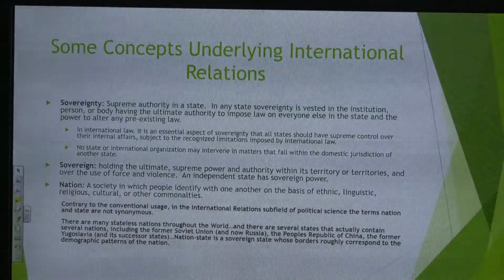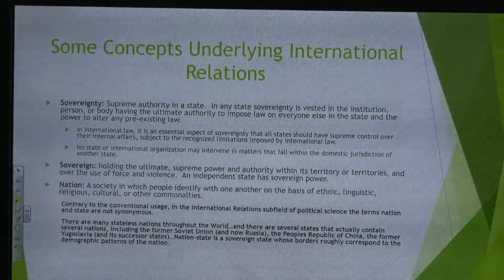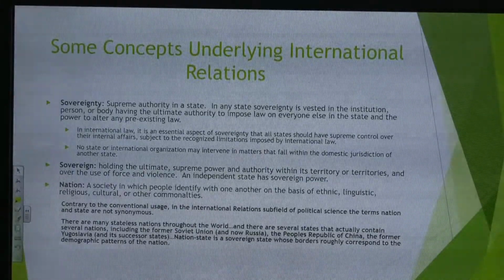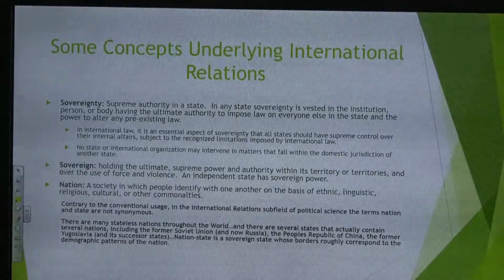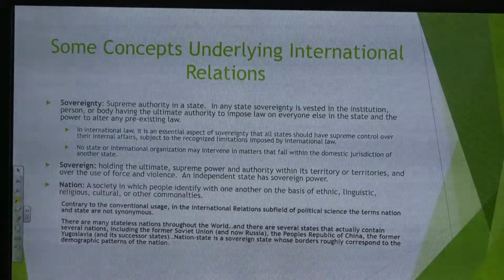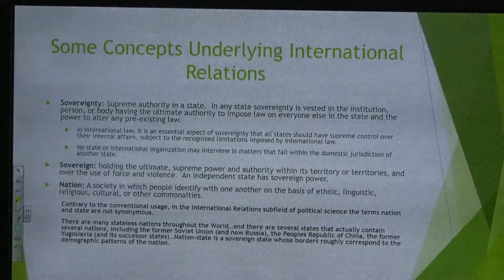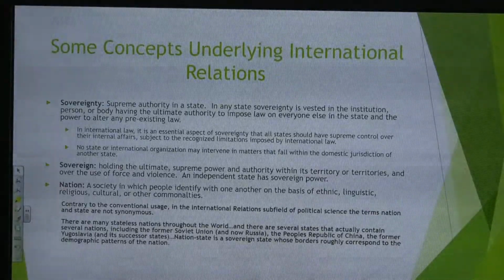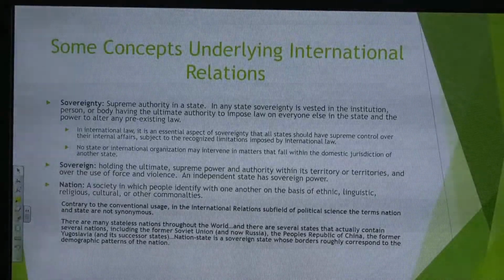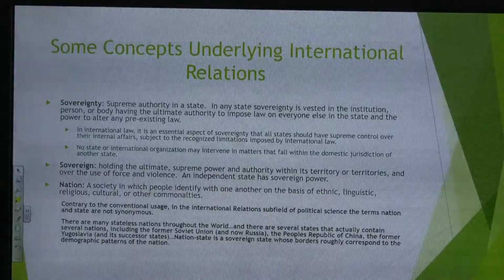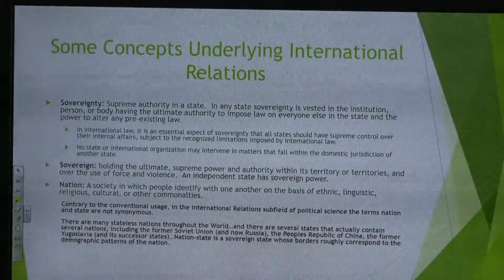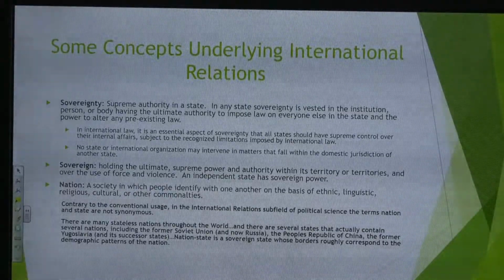Now, contrary to the conventional usage in the international relations subfield of political science, the terms nation and state are not synonymous. Why? Because a nation has to do with the ethnicity of an individual, whereas a state, you can have a state in a controlled territory that has several nations within it. A good example would be within Turkey, you have Kurds, you have Syrians, you have Turks. It depends on the ethnicity when you define a nation, as opposed to a state which can have several nations within one state.